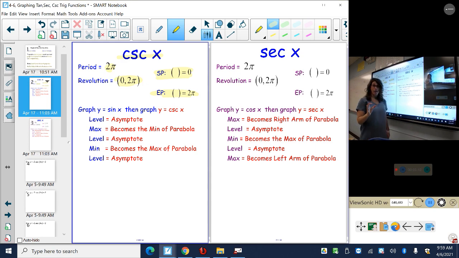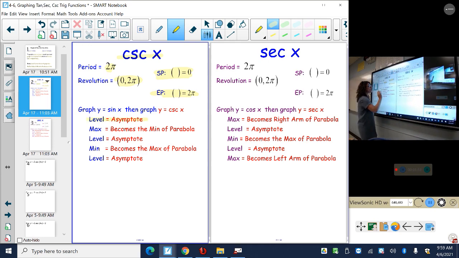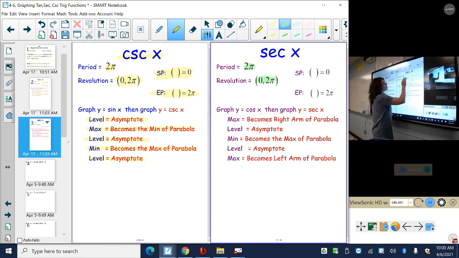Now, for the graph of cosecant, you have to graph sine first. So you graph your sine function, but then you take every level and turn it into an asymptote. The maximum becomes the minimum of a parabola, and you go up with it. The level is still an asymptote, and the minimum becomes a maximum, and it goes down, reflected, and then you have an asymptote. That is the cosecant. For the secant graph, the period is still 2 pi, still 0 to 2 pi, still starting point 0 and ending point 2 pi.